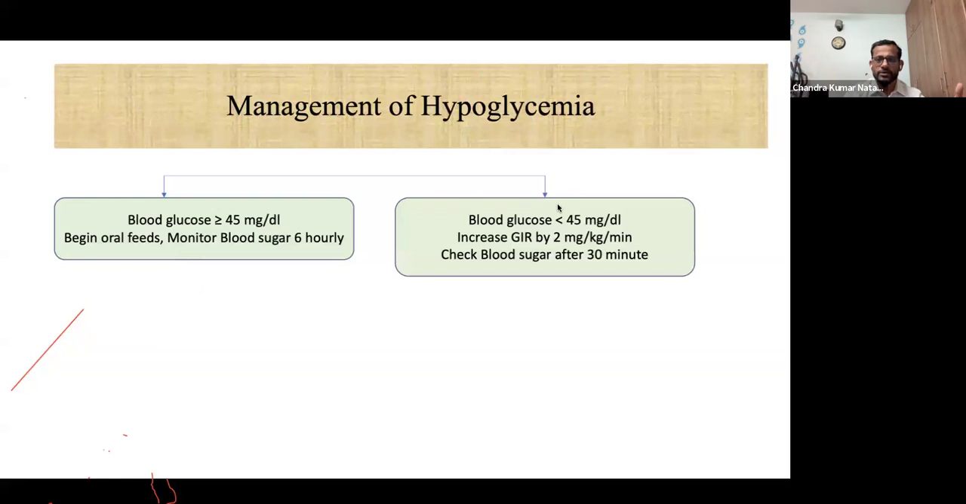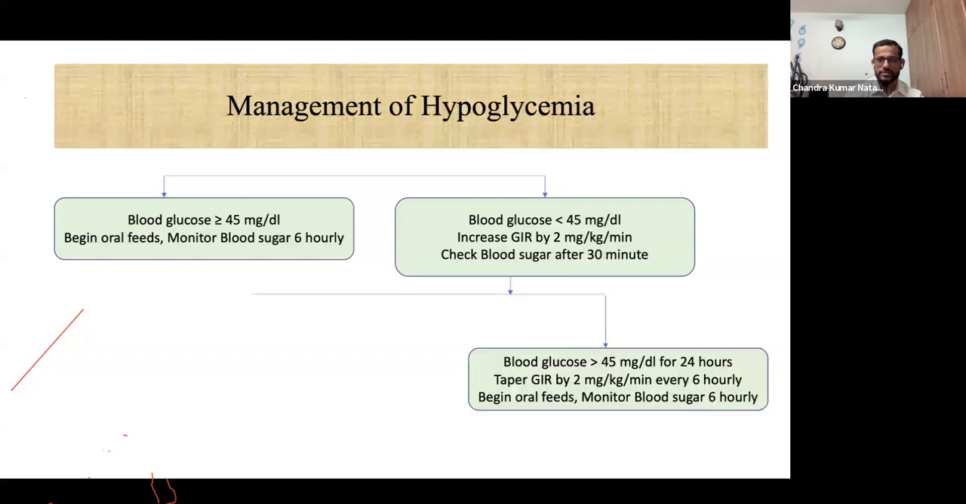Okay. So if the blood glucose remains less than 45, you have to increase GIR by 2 milligram per kg per minute. Okay, from 6 to 8, 8 to 10, 10 to 12. And then after each and every change, you will measure blood sugar after 30 minutes.